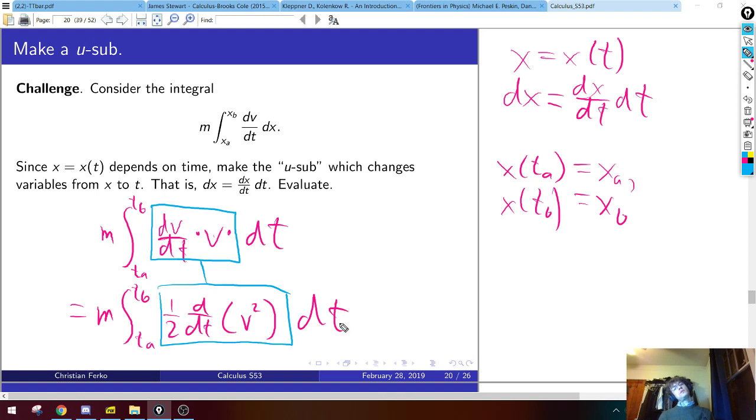Okay, so I guess let's work backwards. So take d/dt of v squared. What do you get when you do that? d/dt of v squared is equal to 2v times dv/dt. Good. And then the 2v cancels with the 1/2. Yeah. And we get the first.